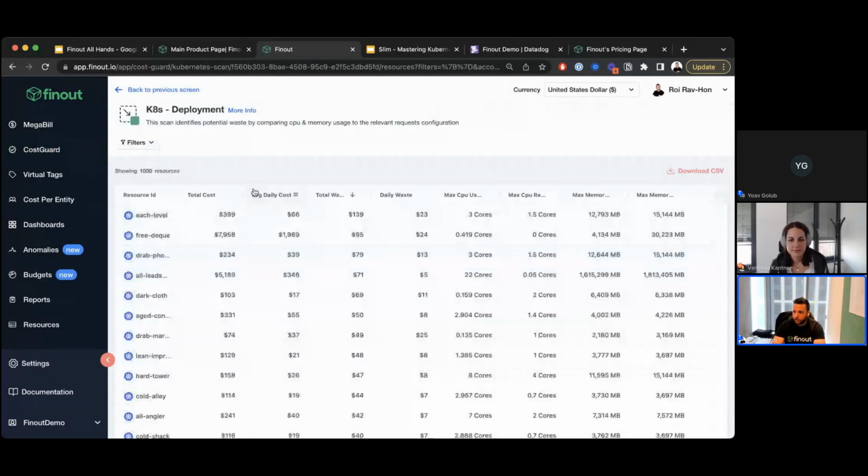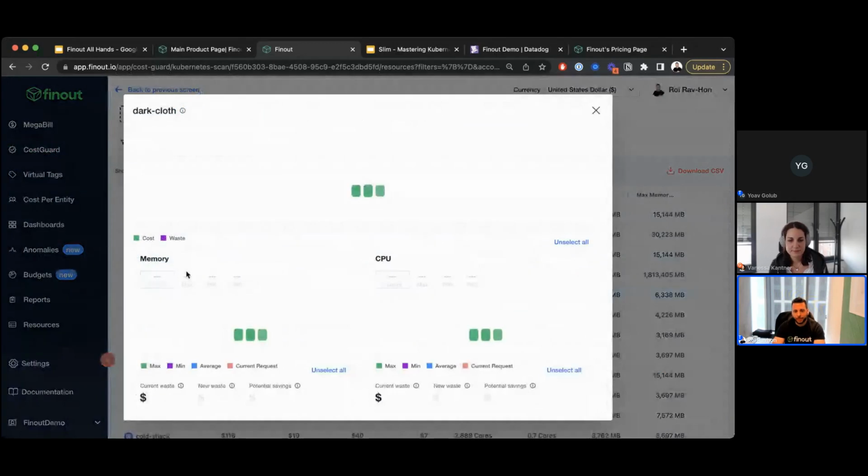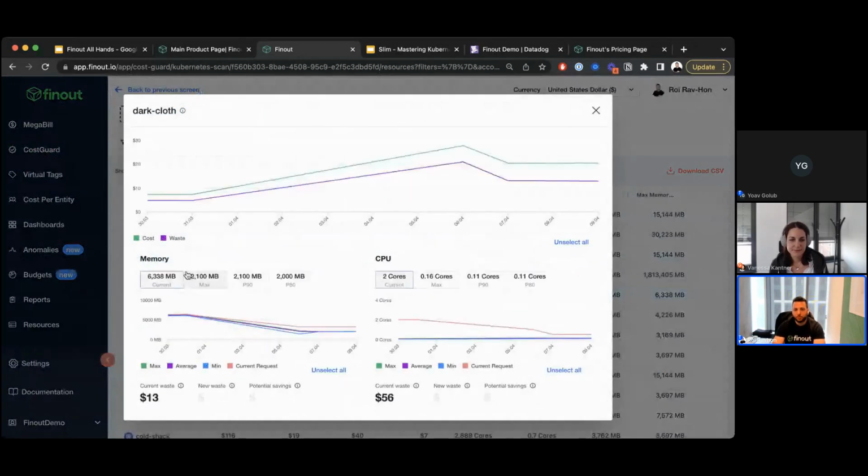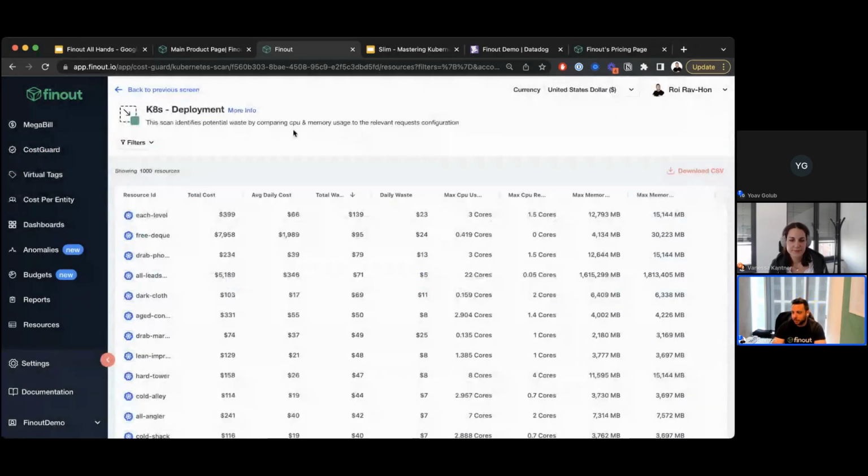So as we talked about before, in Finout we can analyze Kubernetes resources after running in production. We can see that you asked for 6,000 megabytes of memory, but you never used more than 2,000 in the last couple of days. And the same with CPU: you requested 2 cores, but you never used more than whatever. So we can tell you exactly how much money you can save by optimizing those kinds of parameters.